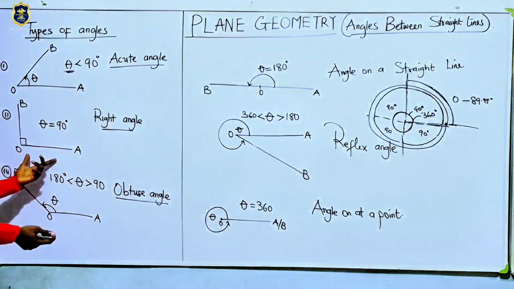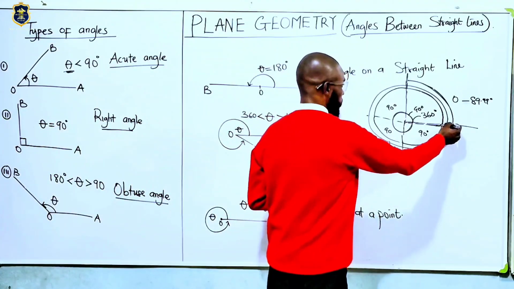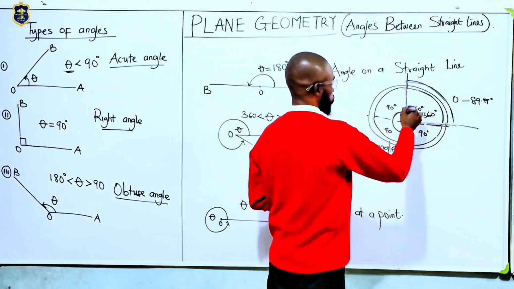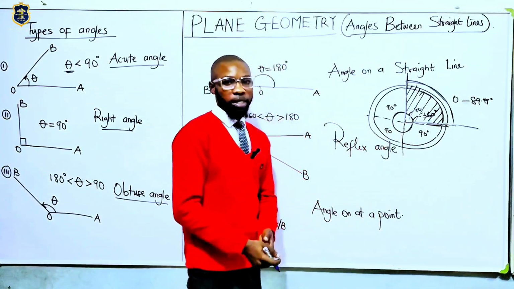Same goes for the next. We have the right angle. The right angle is an angle that is exactly 90 degrees. It runs from here down, so it's like a right angle triangle. It has covered just one quadrant, known as 90 degrees.